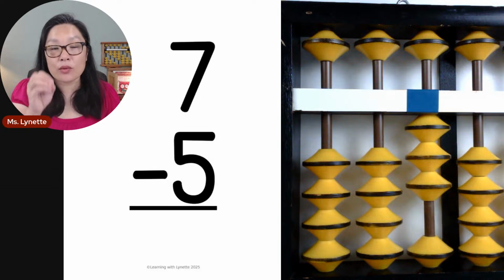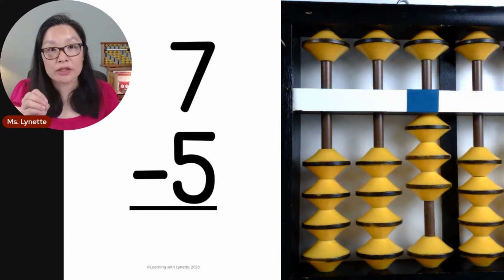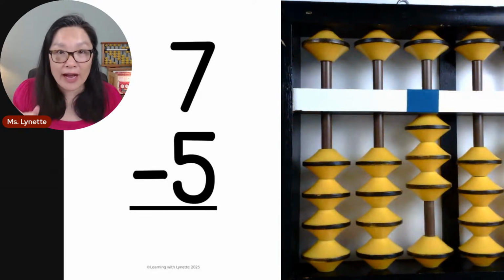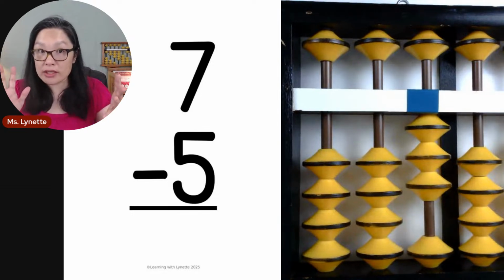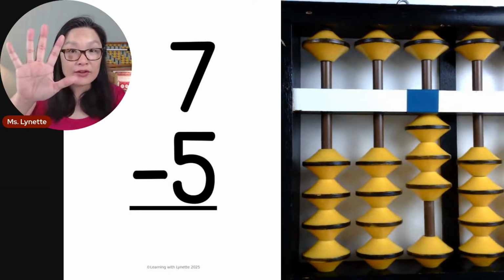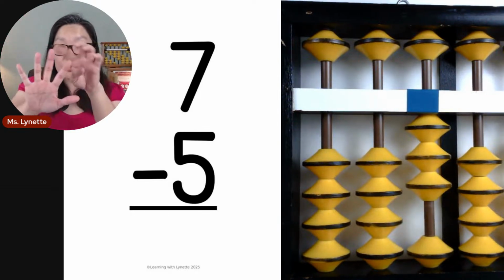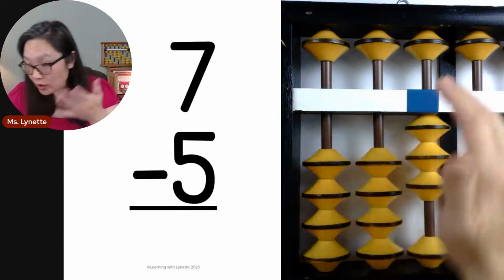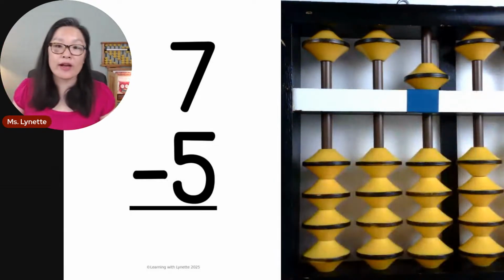But the problem is we're asking children to visualize what the 5 looks like. So if you notice, when we say 5, we always have to put up our hand. Let's count 5. 1, 2, 3, 4, 5, right? Or we can go on the abacus. Okay, show me what 5 looks like.